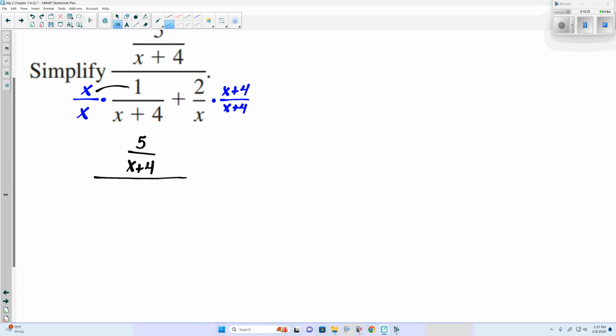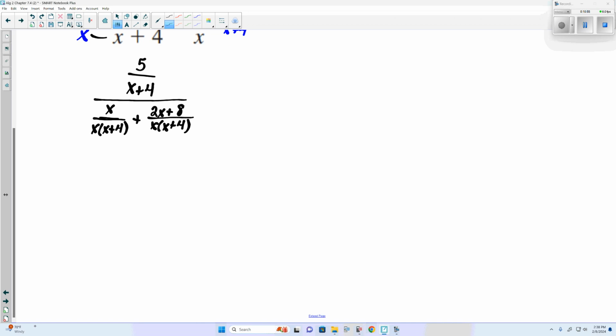Now for the one on the left, we can multiply our 1 and x and get x over x times x plus 4 plus. We do the multiplication here. We're doing 2 times x plus 4. Well, 2 times x is 2x, and 2 times 4 is 8. And the denominator would be x times x plus 4. Questions on how we got to this point here?